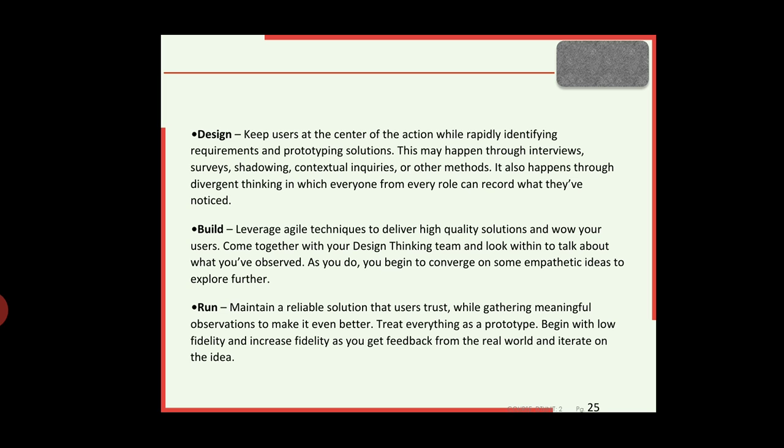If you want to maintain a reliable solution that users trust while gathering meaningful observations to make it even better, treat everything as a prototype. Begin with low fidelity and increase the fidelity as you get feedback from the real world, and iterate on the particular idea. That is the concept of run.